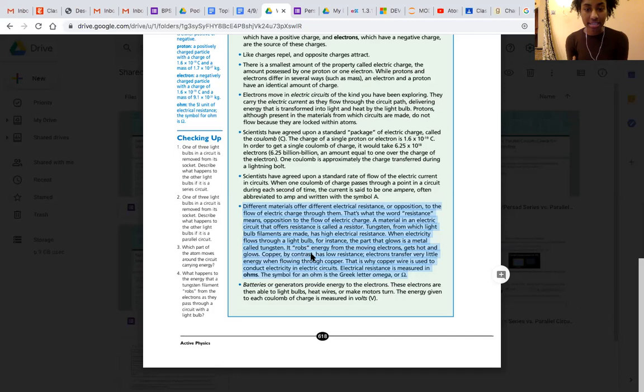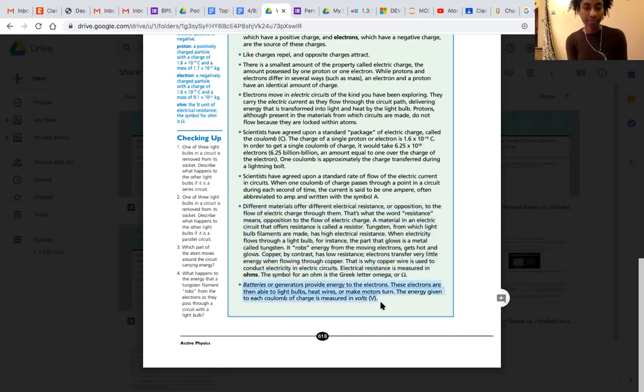Copper, by contrast, has low resistance. Electrons transfer very little energy when flowing through copper. That is why copper wire is used to conduct electricity in electric circuits. Electrical resistance is measured in ohms. The symbol for an ohm is the Greek letter omega, and this is what it looks like.